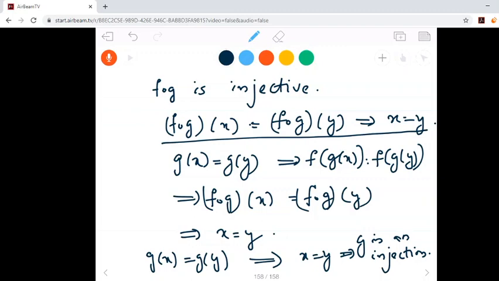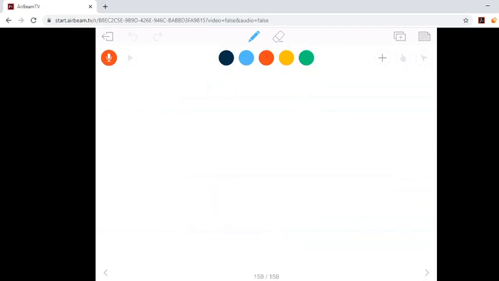Similarly, I will give you one question. If f composite g is surjective, prove that f is surjective.